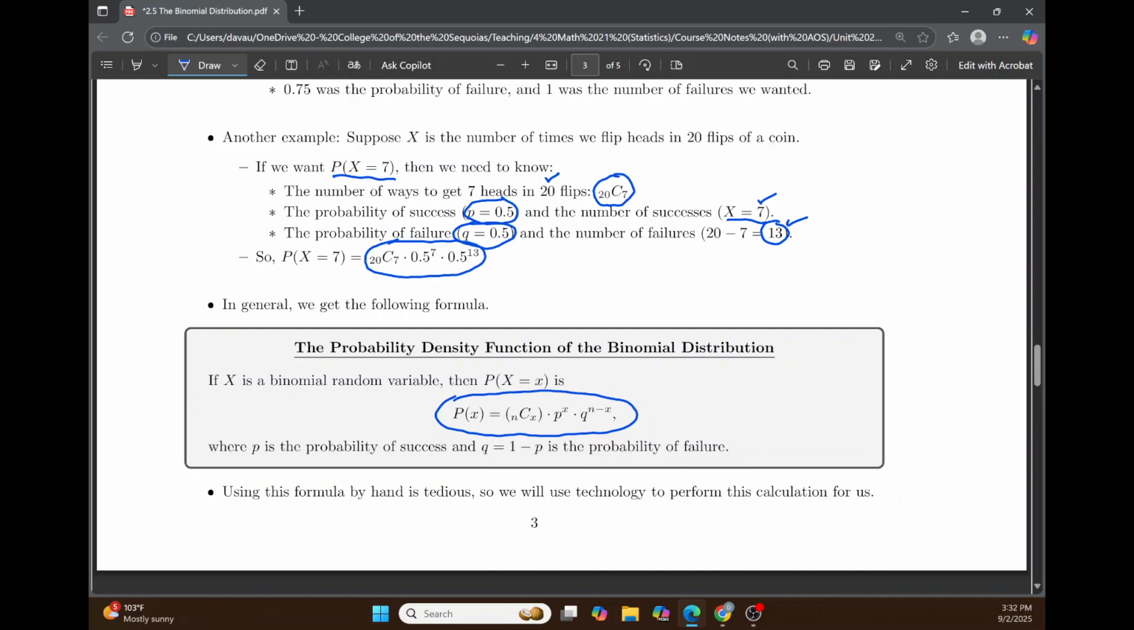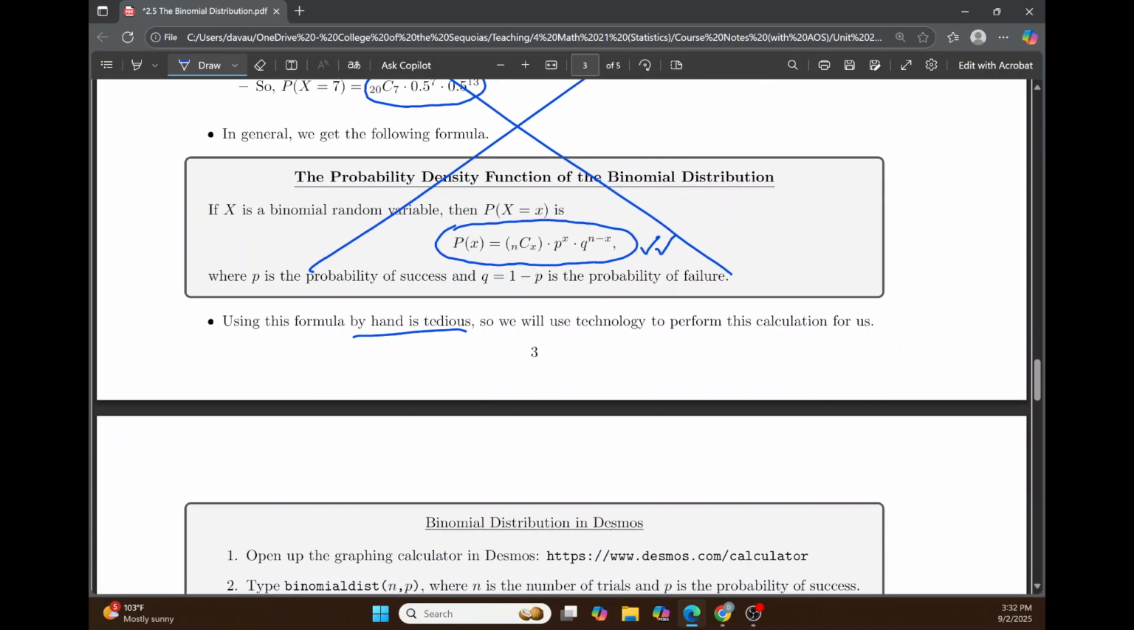Now, here's the thing. I don't want you actually computing these using this formula because it's tedious to do by hand. We have a built-in function in Desmos that I'm going to show you how to use that will compute these probabilities for us. But the reason I went through all of that logic is because I want you to understand what Desmos is doing behind the scenes, right? This is what Desmos is doing to calculate the probabilities that we're going to ask it to calculate for us. So let's learn how to use Desmos to calculate these probabilities.